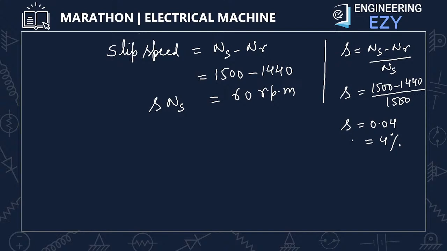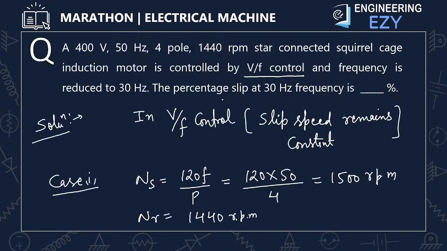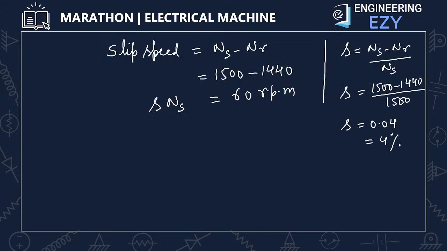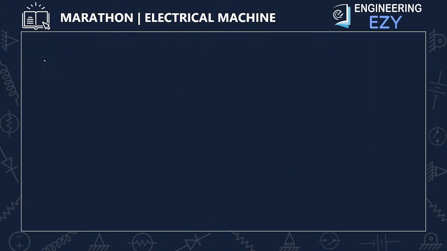It is so easy. But in the second case, the supply frequency is reduced to 30 hertz. Now we are reducing the supply to 30 hertz. And if the supply frequency is 30 hertz, the pole remains the same. In the V by F control, the pole always remains the same. So NS will change. So what is the NS now in case 2, when the frequency is 30 hertz?